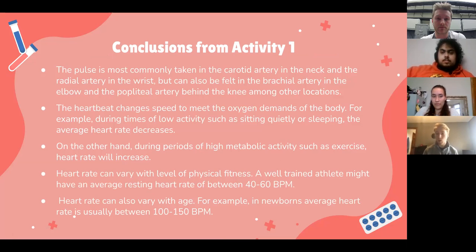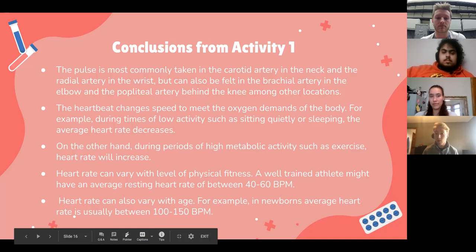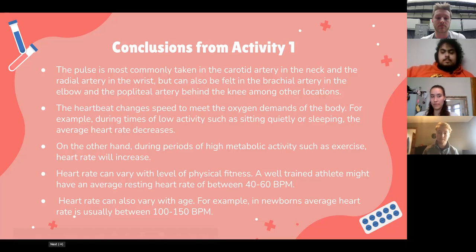So for example, while we're all sitting here, it could be quite low, but if we were to stand up and move around, it would likely increase by quite a bit. So heart rate can also vary with level of physical fitness. Somebody who is not super fit might have a higher average heart rate than a well-trained athlete who would have something closer to 40 to 60. We also know that heart rate can vary pretty wildly with age. So a newborn baby might have a heart rate between 100 to 150, while an adult of normal physical fitness would have something like 70.